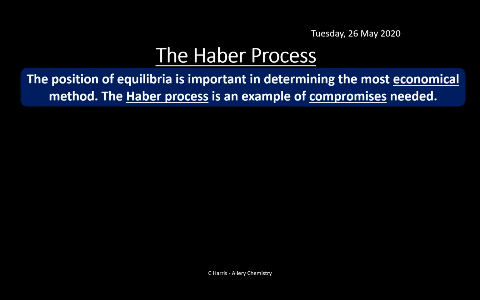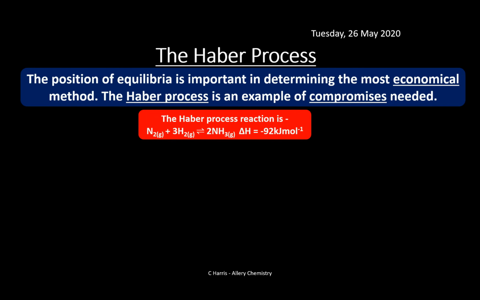So the position of equilibria is actually really important in determining the most economical method. So the Haber process is an example of compromises that are needed for our reaction. Okay, so let's have a look at the Haber process first. So here's the Haber process.